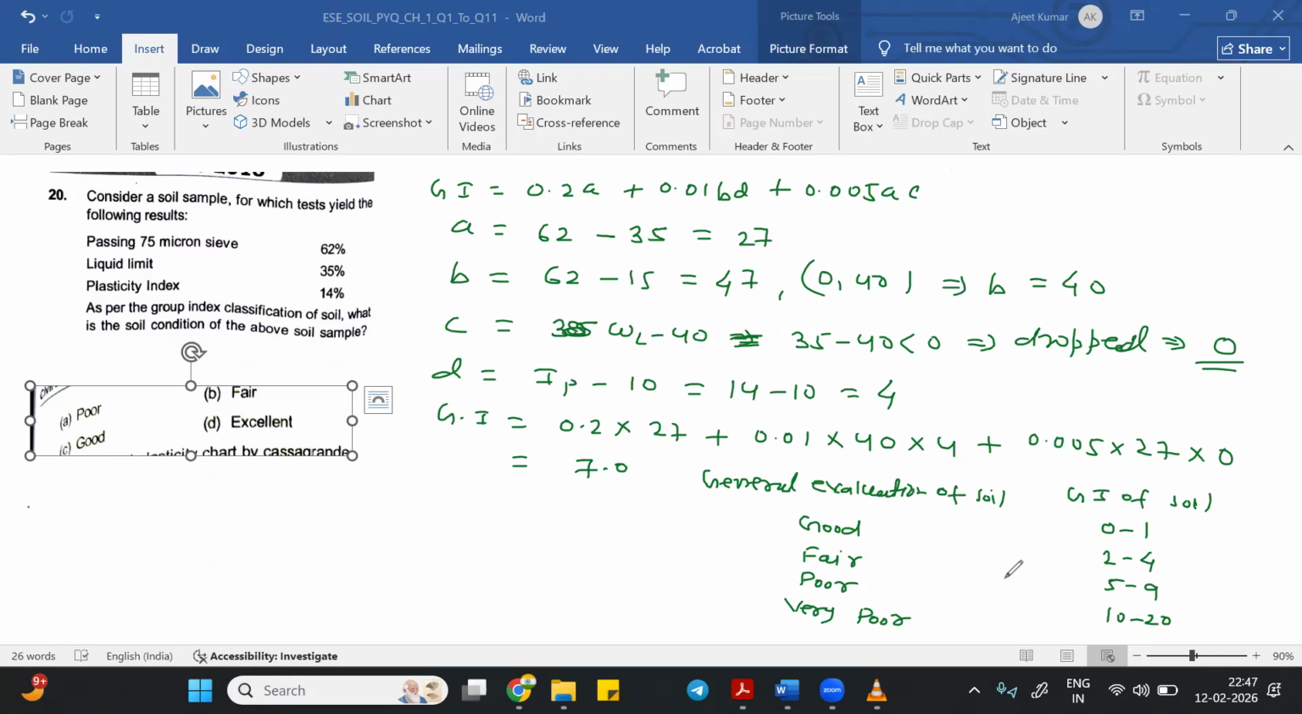So 7 lies between 5 to 9. So the soil will be classified as poor. So this is option number A. So question 20, option number A. Okay. Now question number 21.